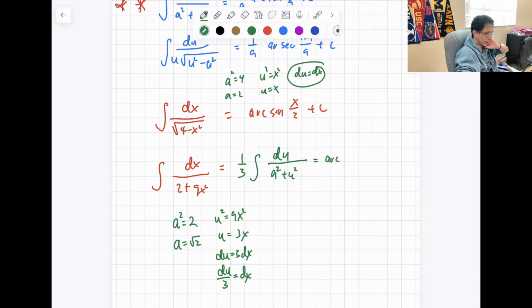That's going to be arctan of, well, first of all, it's going to be 1 over a. So 1 over root 2, right? Arctan of what? Arctan of 3x over root 2 plus c. And then there is a 1 over 3 in the front. So 1 over 3 root 2, arctan 3x over root 2 plus c.